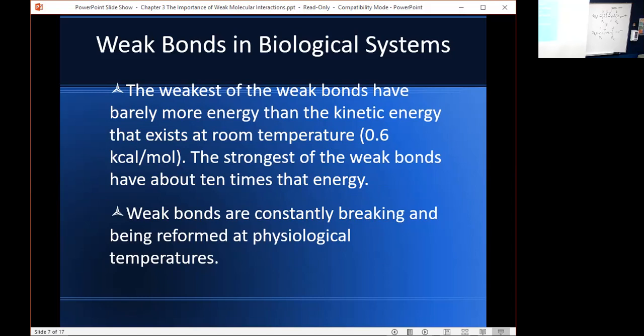Weak bonds are constantly breaking and reforming at physiological temperatures. This gets back to what I was telling you about water molecules. If you have a cup of coffee or even just a bottle of water at room temperature, these bonds are constantly breaking, reforming, breaking, reforming. And actually, the ability of water to form hydrogen bonds is responsible for a lot of its unique properties that make it the most important non-organic nutrient to living things.